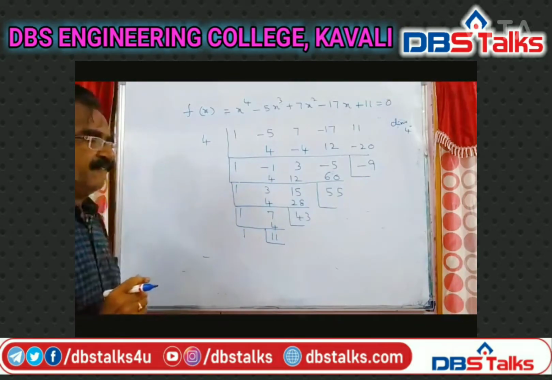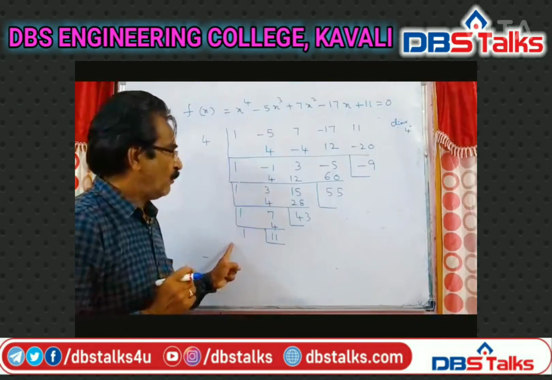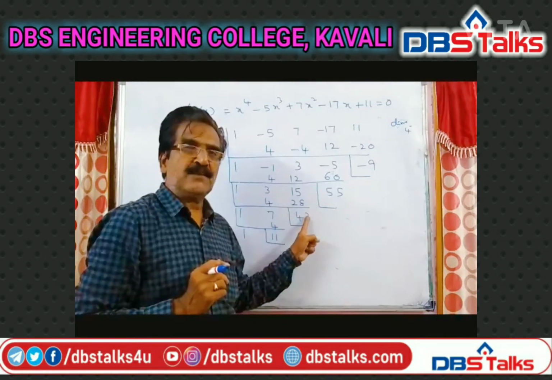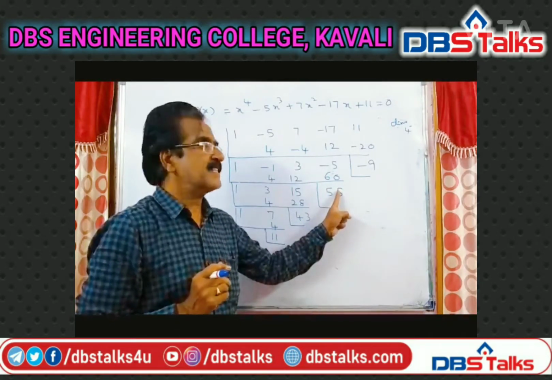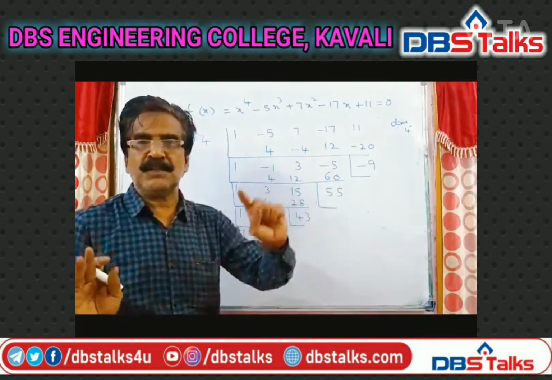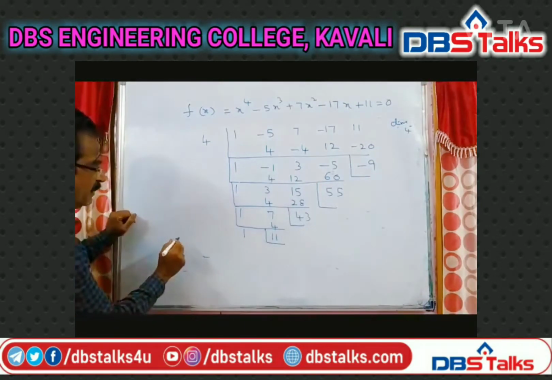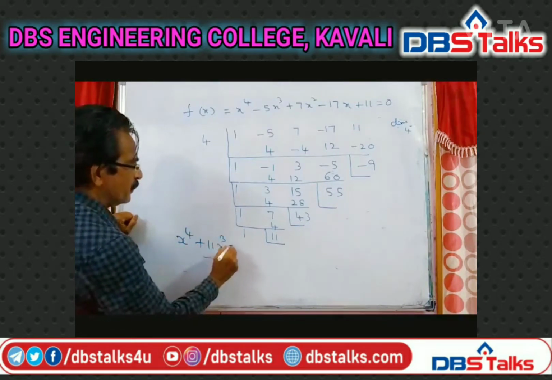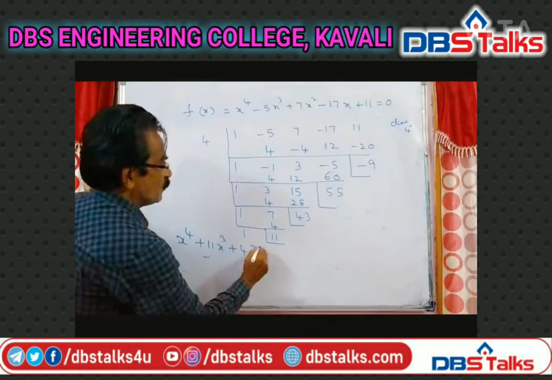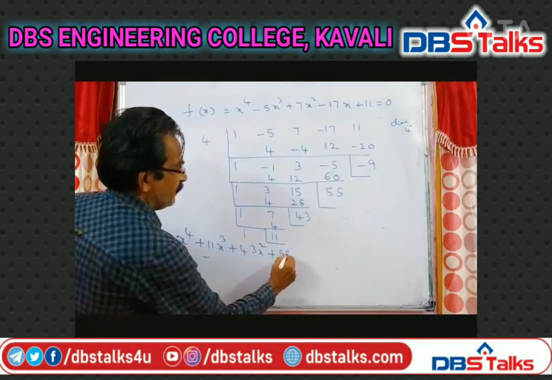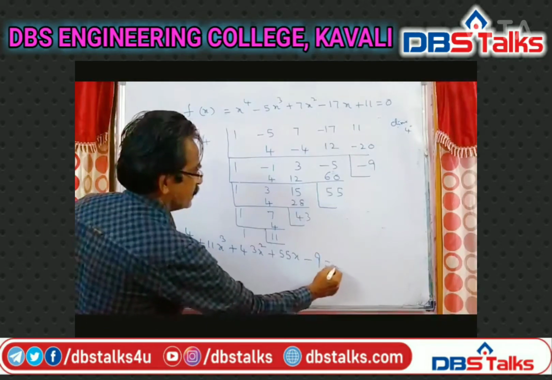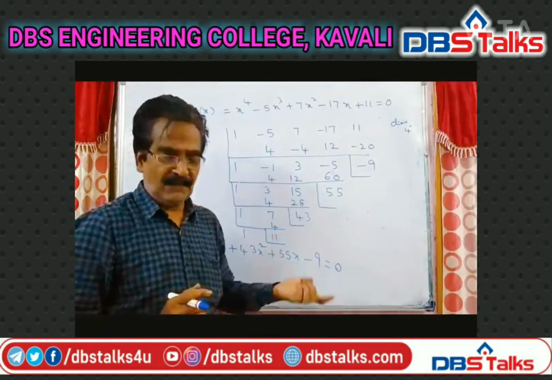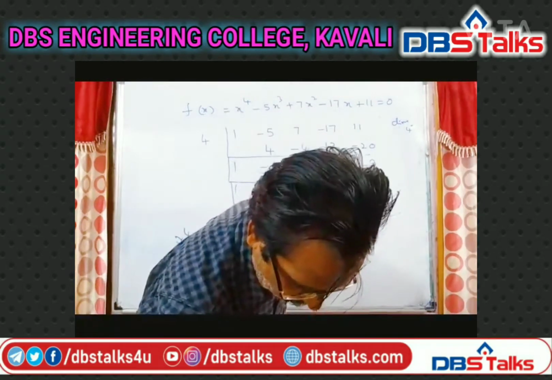So now the required equation, friends, is x power 4 plus 11x cube plus 43x square plus 55x minus 9 is equal to 0. That is the required equation, friends. Okay friends, clear? Okay friends, now let us do the next problem.